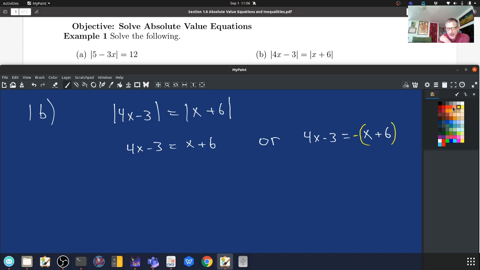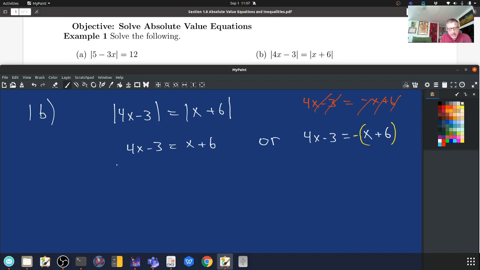A common error at this point is students will write 4x minus 3 is equal to minus x plus 6. But minus x plus 6 is not equal to minus in parentheses x plus 6. This will give you the wrong answer. It's a very common mistake. So remember, the entire thing is negated, not just the first term of a sum. So now let's just solve these.